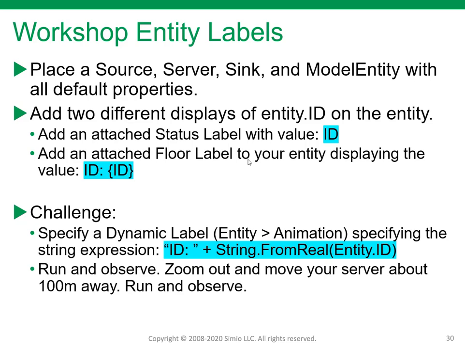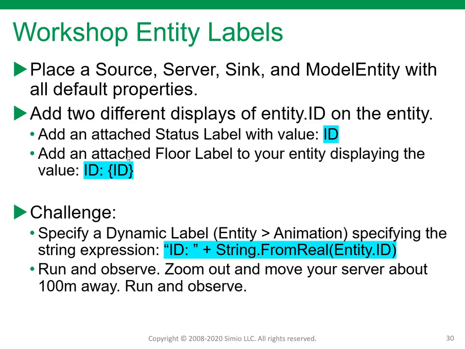So entity.id is a Simio expression that returns the identification or ID of the entity. And we want to use first a status label with the value ID, and then an attached floor label displaying ID colon, and then the braces which say use the expression associated with the entity to which it's attached.